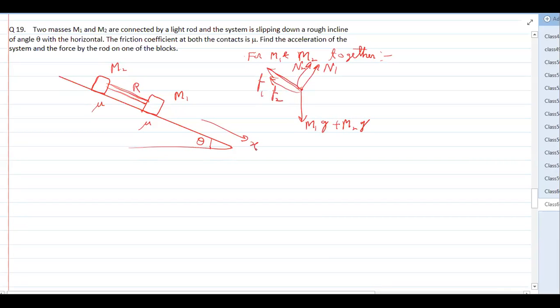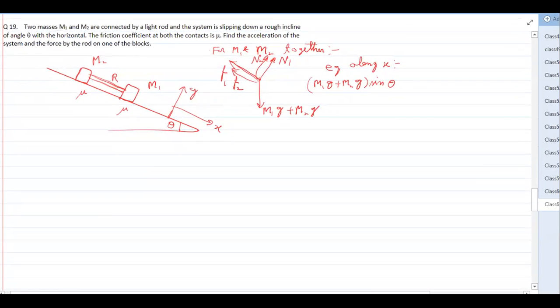This is X and this is Y. If you write the equation along X, it will be M1g plus M2g sin theta. This is the angle of inclination, theta. So (M1 plus M2)g sin theta is the down-the-incline force, minus friction, F1 minus F2, equal to (M1 plus M2)a.